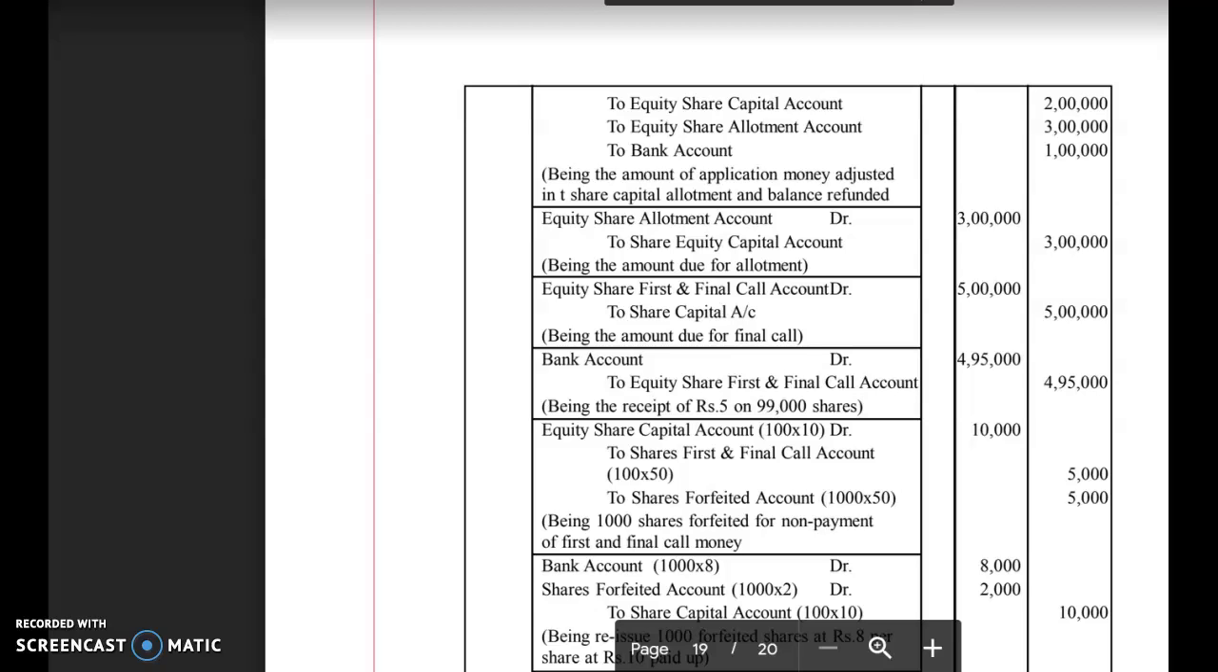Next stage is the first and final call, that is with rupees 5. Rupees 2 on application, 3 on allotment, the remaining money is rupees 5. So first and final call is rupees 5 lakh to share capital, 1 lakh into 5. The next entry is bank account debit to equity share first and final call account, and this entry is for the receipt of the first and final call money.